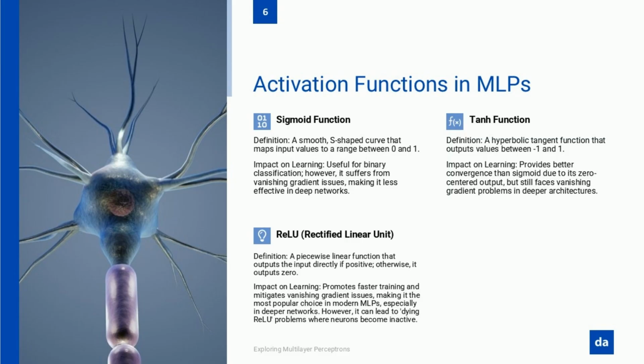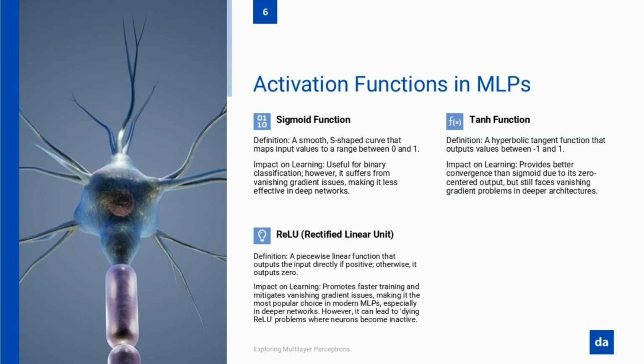First up, the sigmoid function. This one's like the grandfather of activation functions. It takes an input and squashes it into a range between 0 and 1. Sounds useful, right? Well, kind of. Sigmoid was great in early neural networks, but it has a major flaw. It suffers from the vanishing gradient problem. This means that when neurons receive extreme input values, the function flattens out, making it really hard for the network to learn. Think of it like trying to sprint in knee-deep water. You can still move, but it's frustratingly slow.